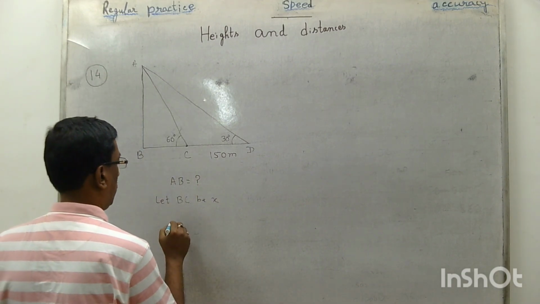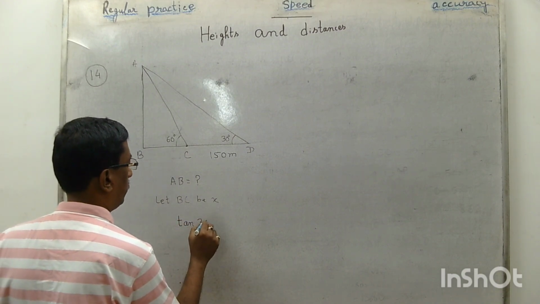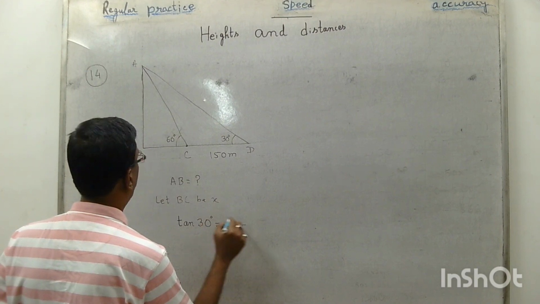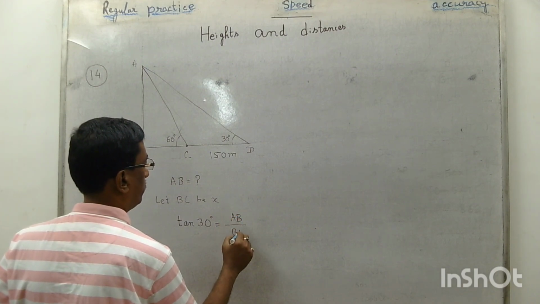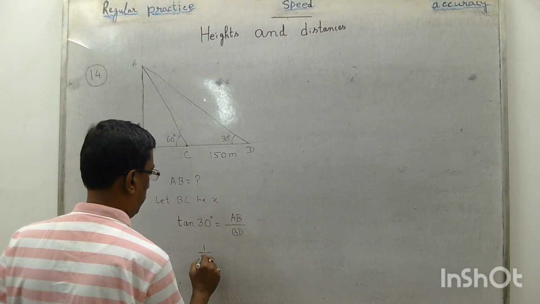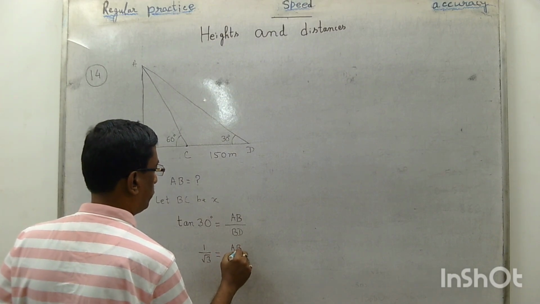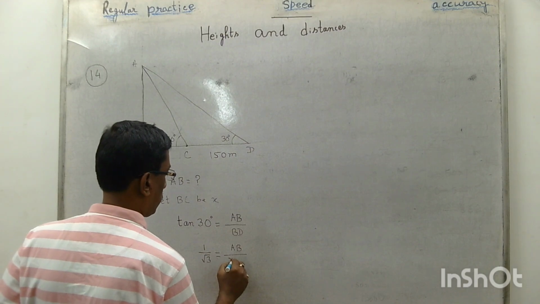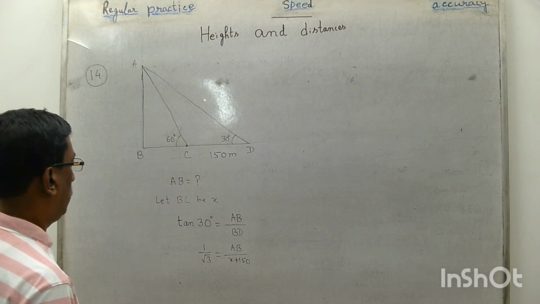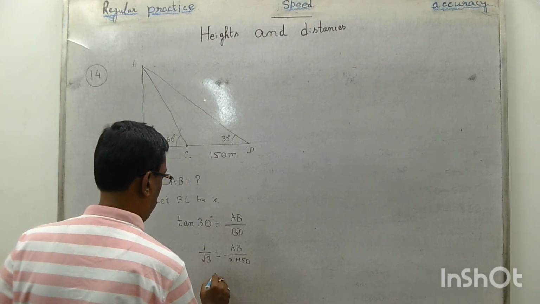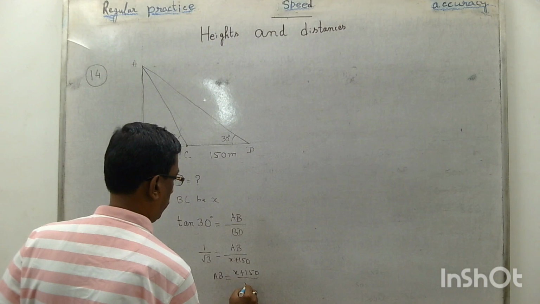So tan 30 degree. It is AB by BD. 1 by root 3 equal to AB by x plus 150. So AB equal to x plus 150 by root 3.